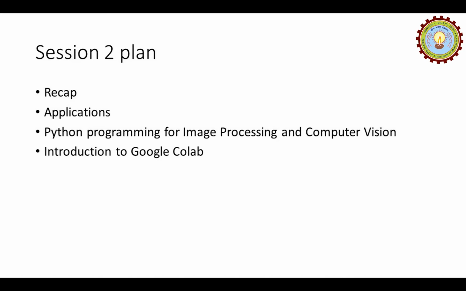Let's take a deep dive into this world of image processing and computer vision. This is a quick recap, and this is the session two plan. I'll give a quick recap of what happened in session one. I'll talk about some more applications of image processing and computer vision, and I'll also talk about Python programming: how do you get started using Python in the field of image processing and computer vision? I'll also briefly introduce the Google Colab environment. So this is the main agenda for session two.